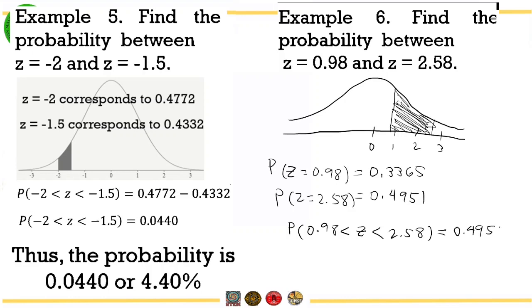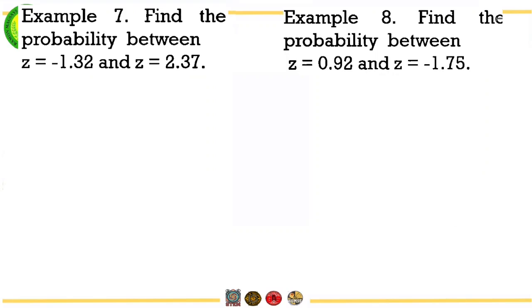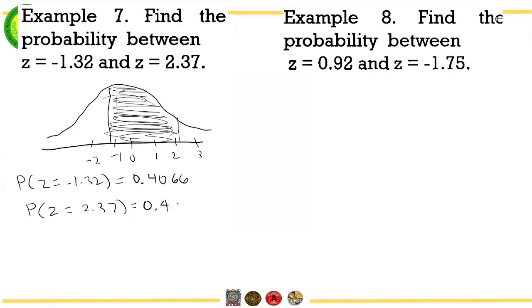The larger area is 0.4951 minus 0.3365. So let's subtract. The probability between z is equal to 0.98 and z is equal to 2.58 is 0.1586. Thus, the probability is 0.1586 or 15.86%. Okay, next problem. So 2.37 is more or less here. So this is the area. So obviously, this is more than 0.5. 0.4911, 0.4911. So what do we do with these two areas?